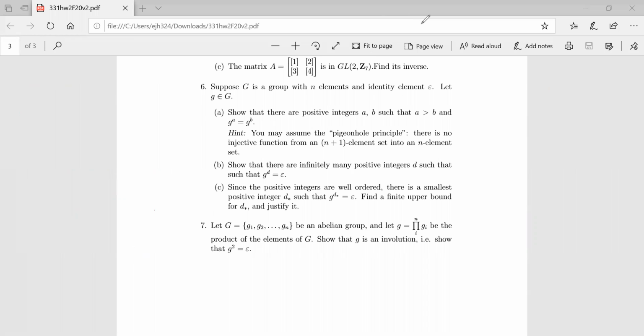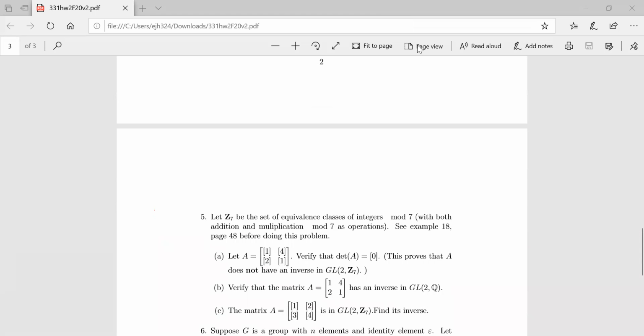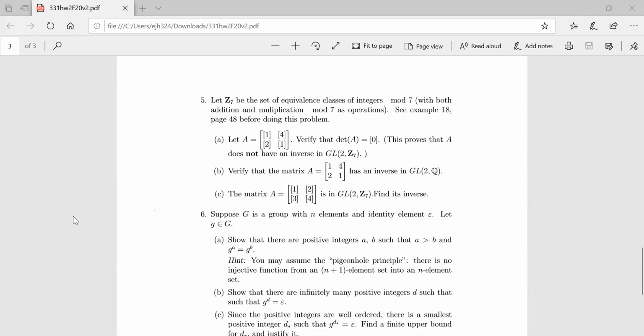So, which question should I look at next? You look at 5 next. Cool. Okay, so I'll look at 7 and hopefully part C will be enlightened. So let Z7 be the set of equivalence classes. So it's mod 7 with both addition and multiplication, mod 7.